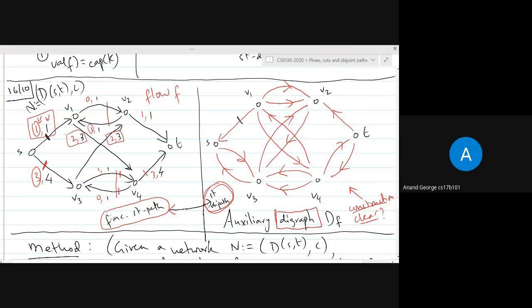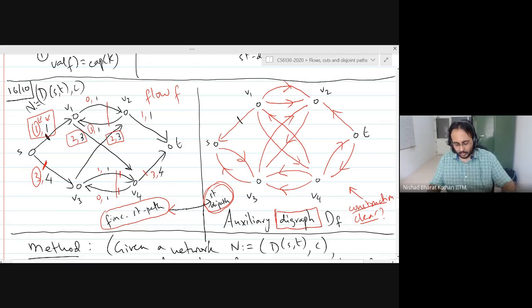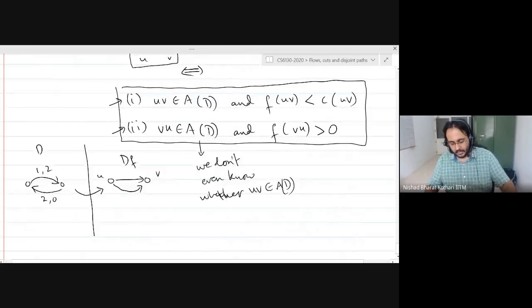Yes, sir, it's clear. Yeah, does that make sense? Yes, sir. Okay. So we don't even know if the UV exists in the original digraph, right?